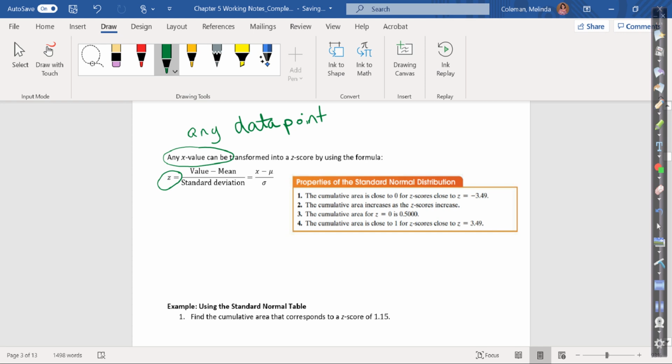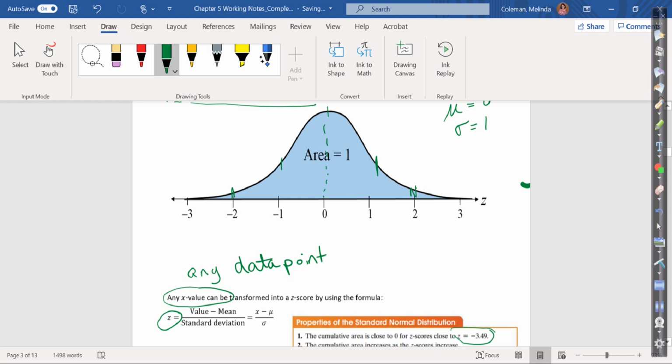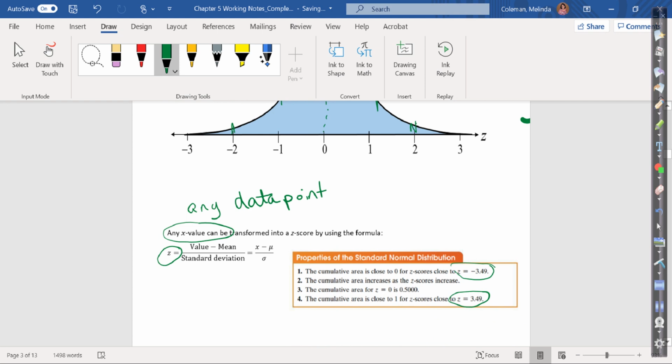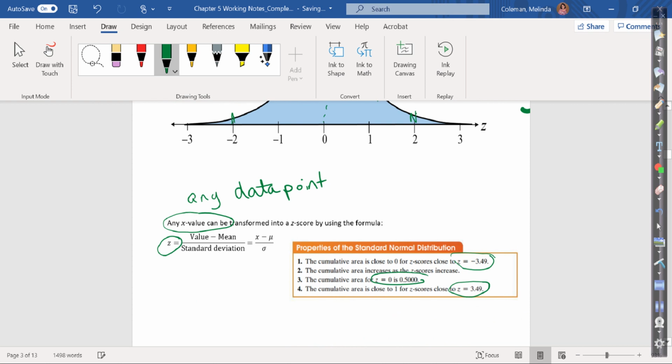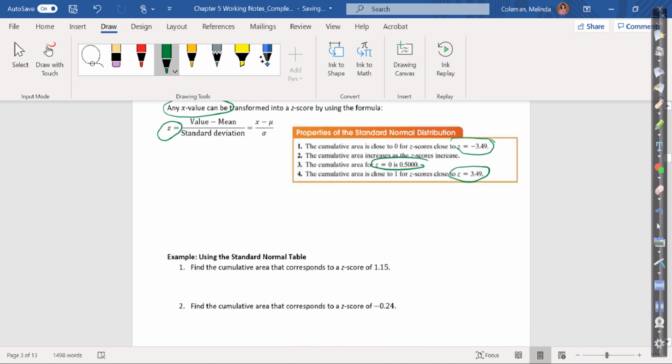So again, this just talks about the fact that your z-scores are going to be close to plus or minus 3.49. Half your z-score at exactly the 0 point is also going to be 0, so that's about 50%. So when the z-score is 0, we're at about 50% of the students, and the area increases as the z-score increases.